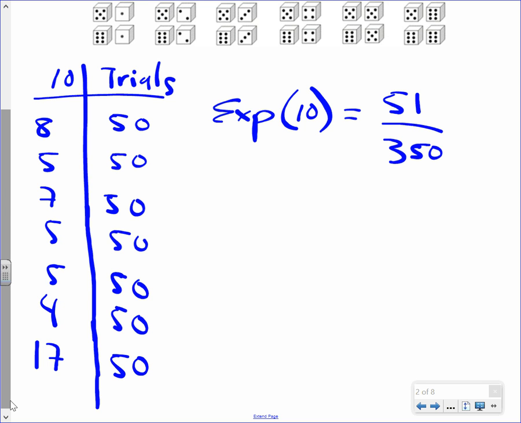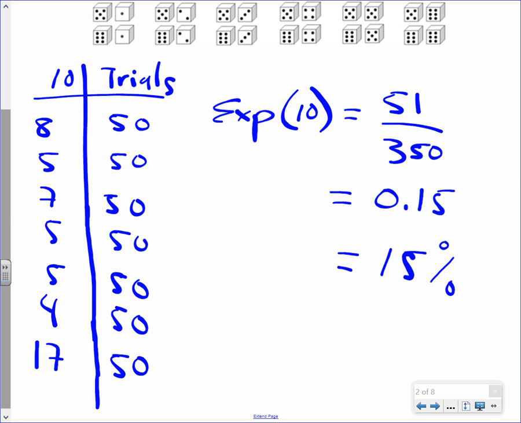Let me do it as a decimal now. 51 divided by 350 on my calculator. As a decimal, it's 0.15, which as a percent is 15%. So when you toss two dice, it's a 15% chance you'll get a 10.